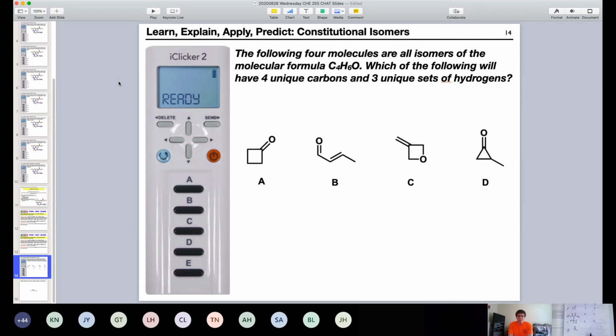And then obviously D was the correct answer. So what I'm going to do is number these carbons. We have 1, 2, 3, then 4. Those are all unique carbons. They're all different. How many unique sets of hydrogen do we have? We have a methine, we have a methyl, and we have a methylene. So that's 3. So that matches what the prompt was asking for, 4 and 3. So D is the correct answer.